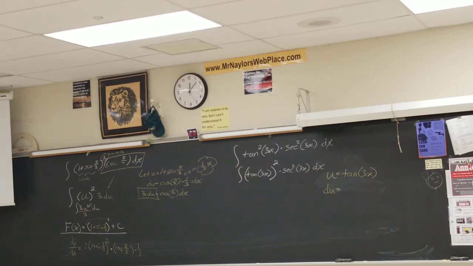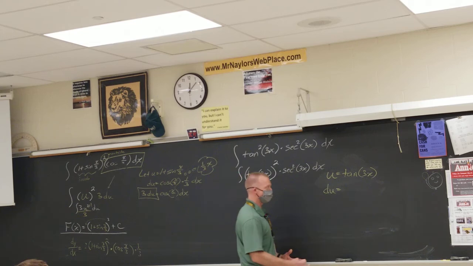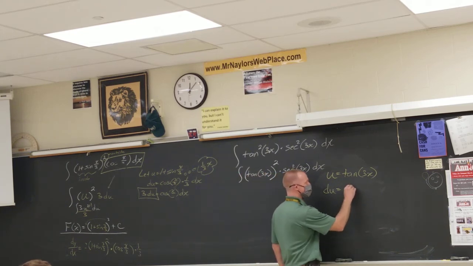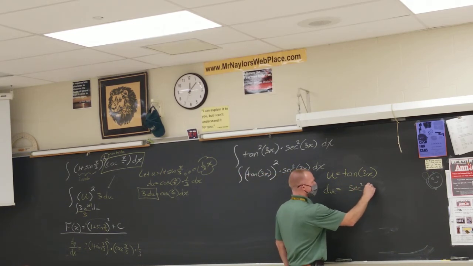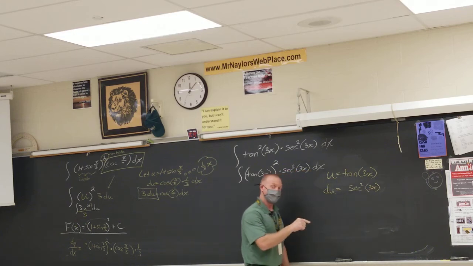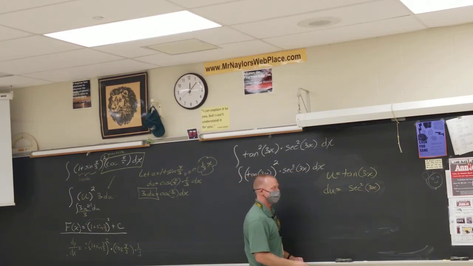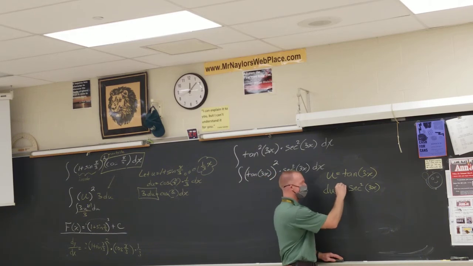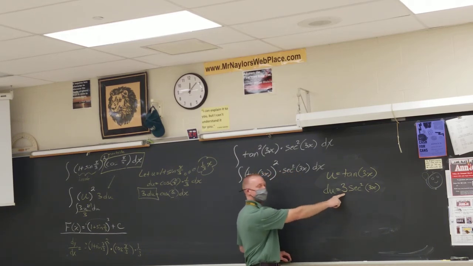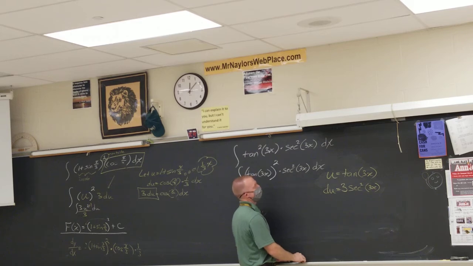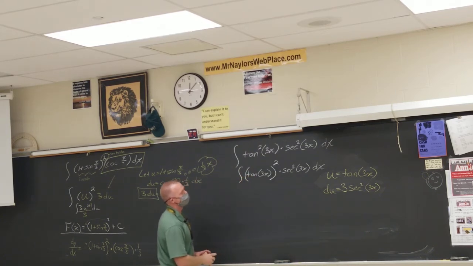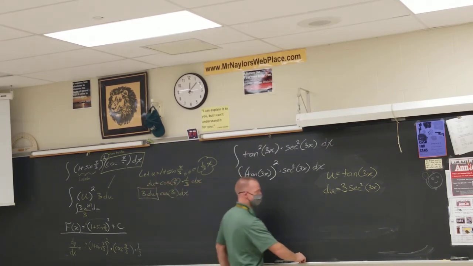Okay, now be careful. I certainly would never mention a name, but some of you just got to make sure your derivative is right. Be careful. The derivative of tangent is secant squared with the inside left alone. That means it's still tangent of 3x times the derivative of the inside. That's the chain rule, times 3. Okay, so du is 3 secant squared of 3x dx.